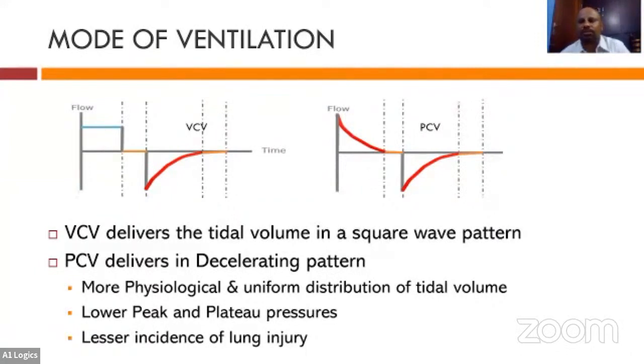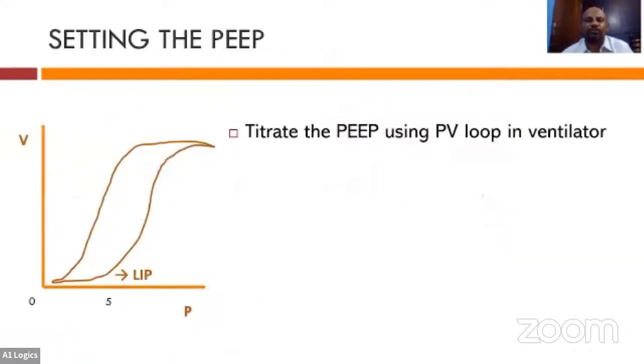So this is more physiological. That is what happens in natural ventilation. Once you start your inspiration, a lot of gas will flow into your lungs and slowly it will come down. So during the later part of the ventilation, uniform distribution of tidal volume can occur. This will improve the oxygenation, and this also will result in lower peak and plateau pressures because gas distributes evenly into the whole lung, and there is lesser incidence of lung injury. With all modes compared, PCV is the best mode you can use in one lung ventilation.